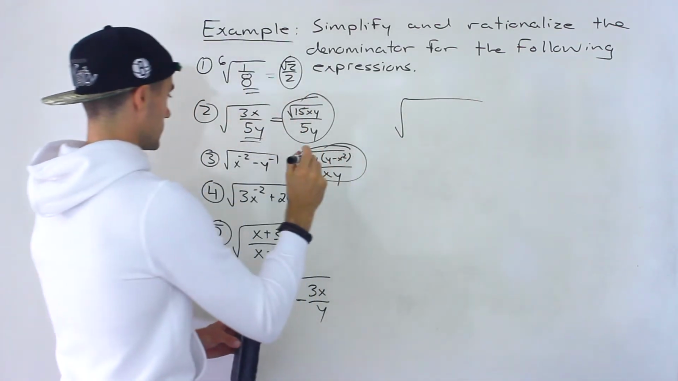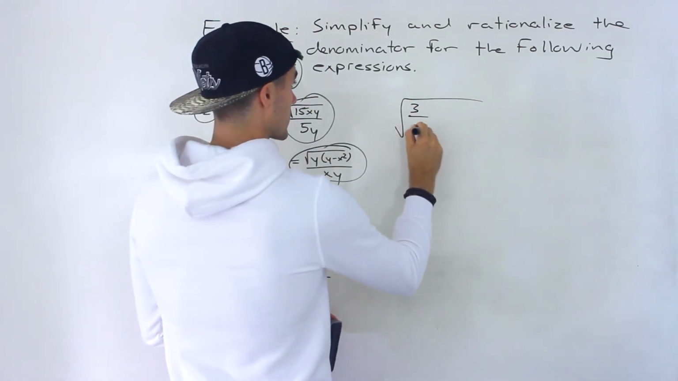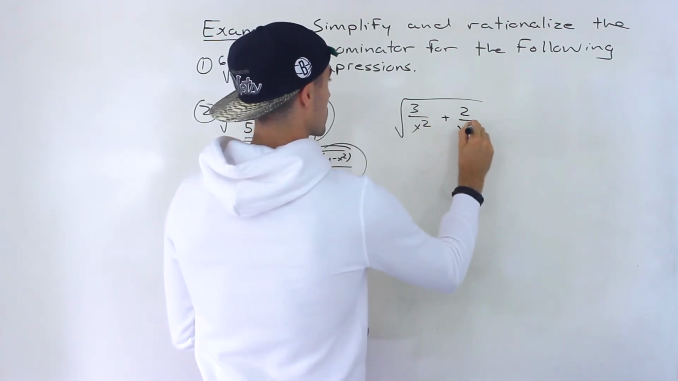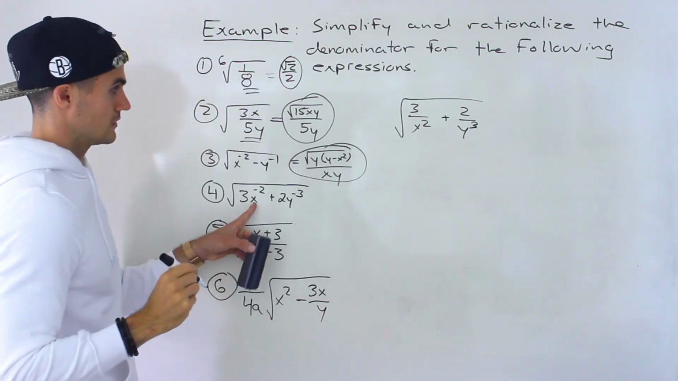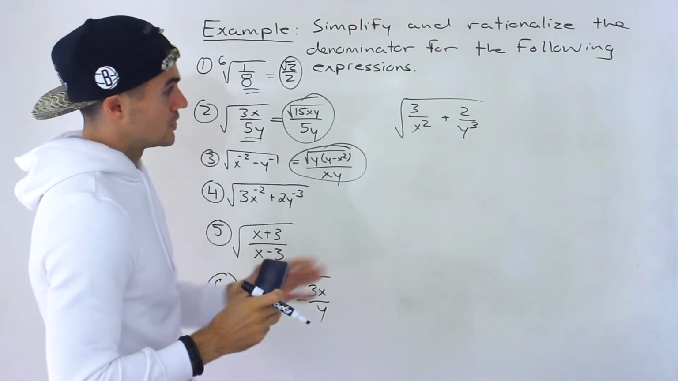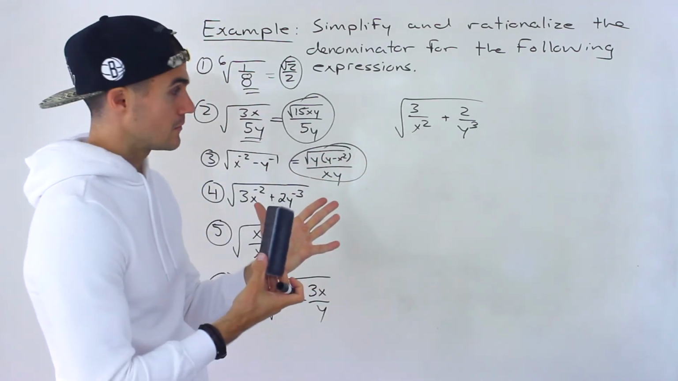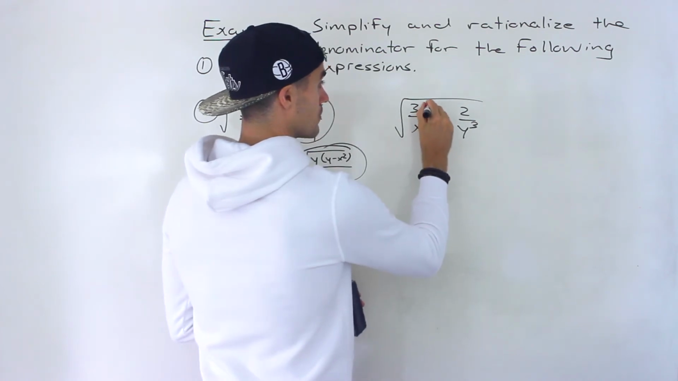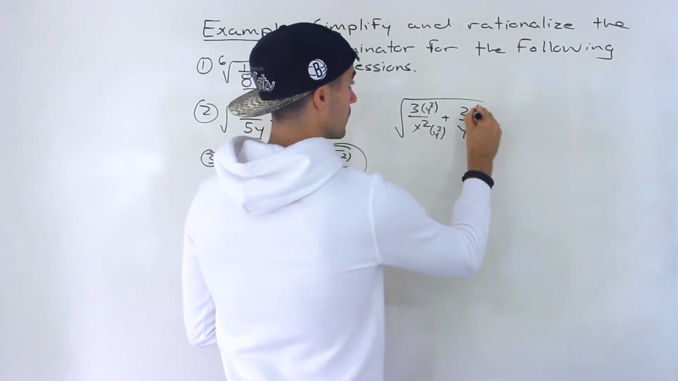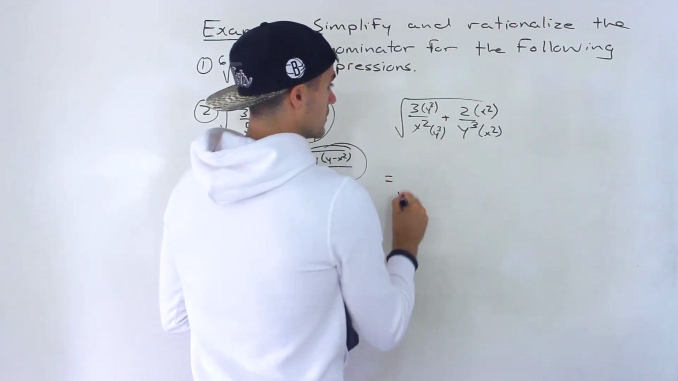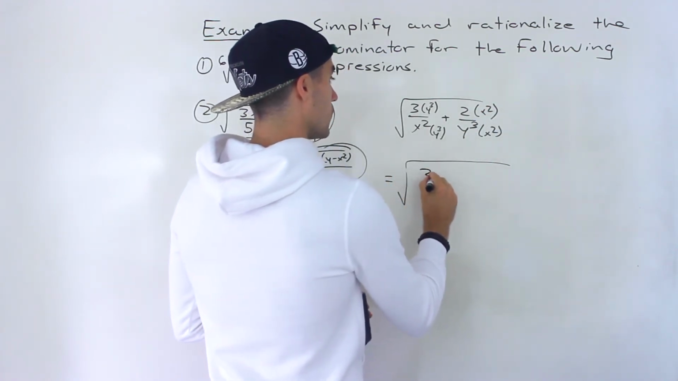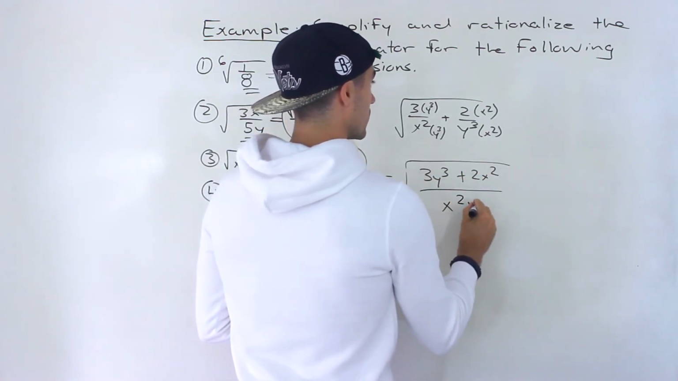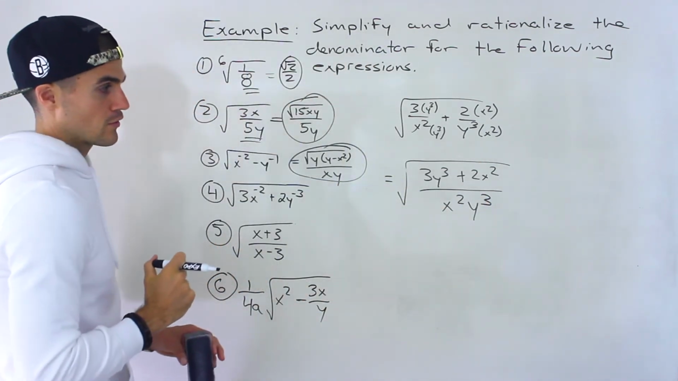Number 4 is actually going to be similar to number 3. We can rewrite this as 3 over x squared plus 2 over y to the 3. Like that. All right, this and that, exact same thing. Two fractions, you want to combine them into one fraction. So common denominator, multiply this by y to the 3, multiply this by y to the 3, multiply this by x squared, multiply this by x squared. So we'd end up with 3y to the 3 plus 2x squared all over x squared y to the 3, like that.